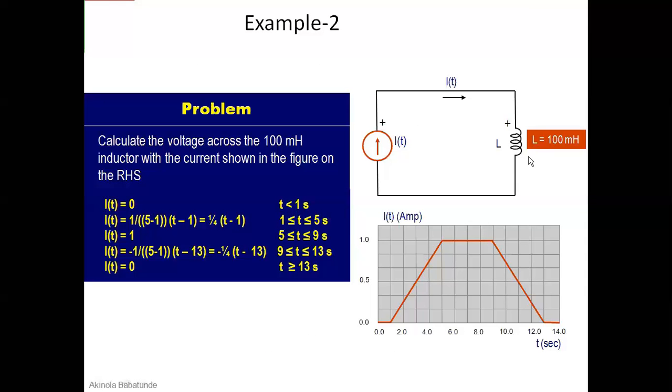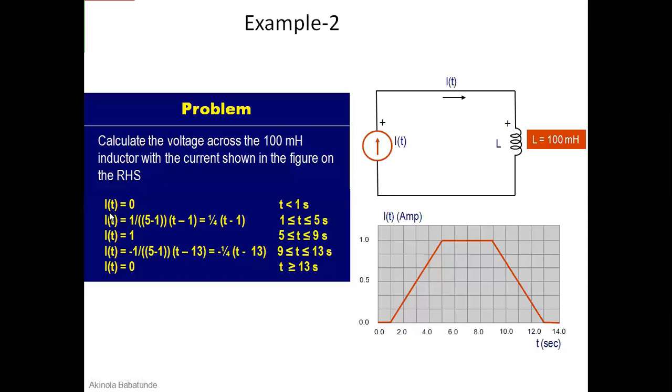So here what we have is another example that we can check out. We have a problem or a question here that says calculate the voltage across 100 millihenry. So you can see the circuit here. You can see we have L equal 100 millihenry here. And then we have a current source. So the current is going this way. Calculate the voltage across the 100 millihenry inductor with the current shown in the figure on the right hand side. This is the figure on the right hand side.